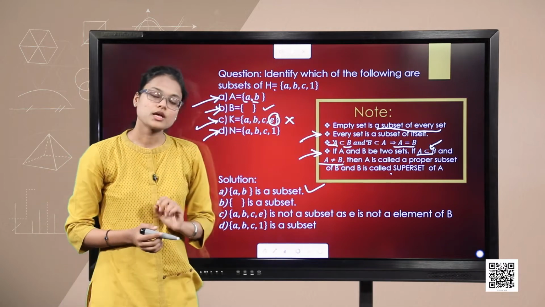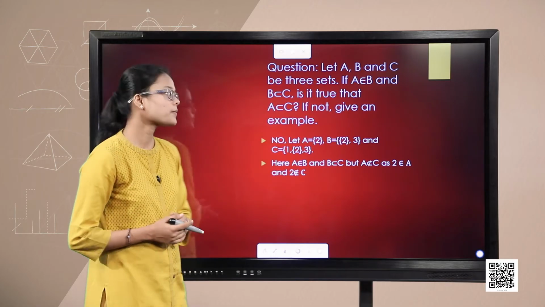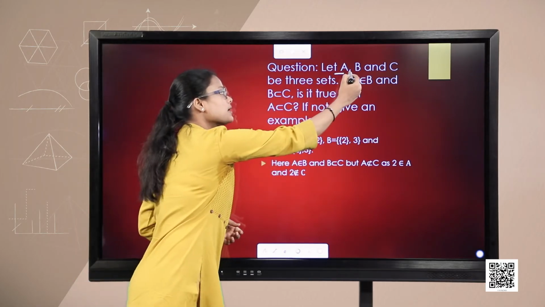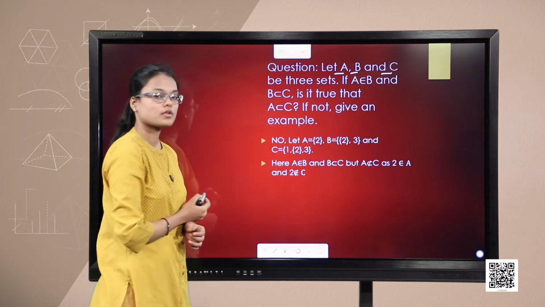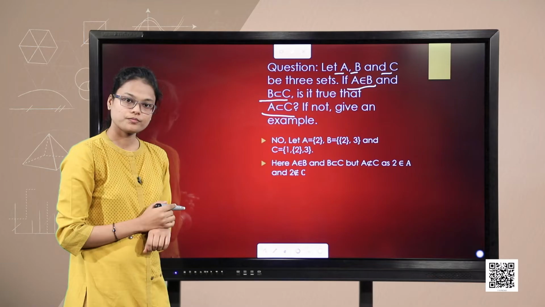Okay, students, let us take one question on it. You can see this question. What does this question state? We have three sets A, B and C, where A is a member of B. Notice the word member. Also, B is a subset of C. So, we have to state whether A is a subset of C or not.